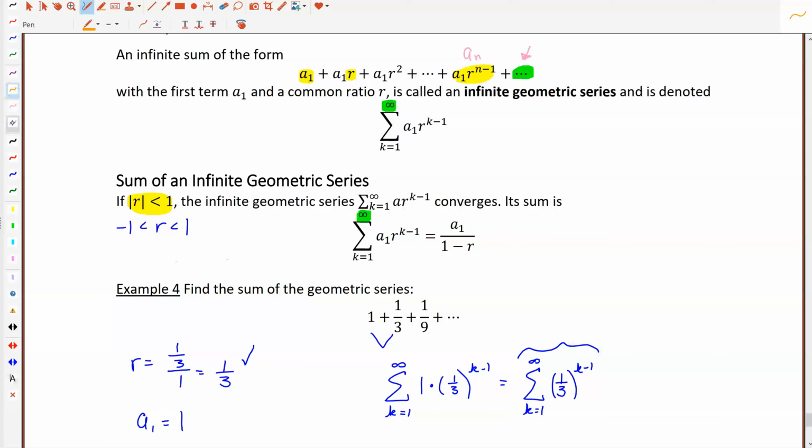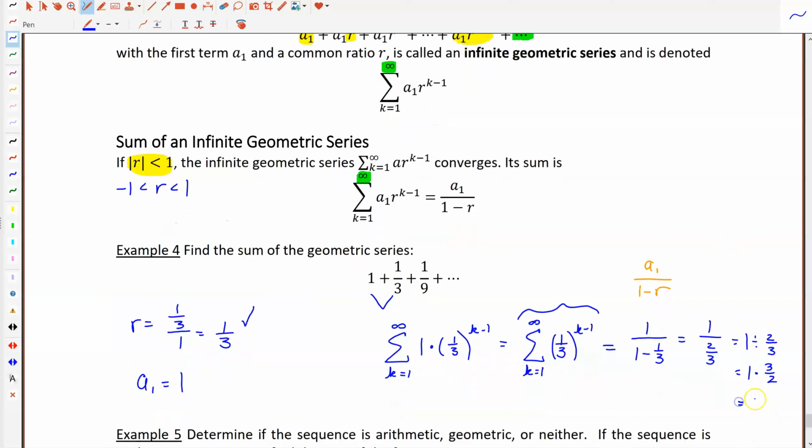Okay, but in any case, how I find the sum is I'm going to compute a sub 1 over 1 minus r. Right, so this sum is equal to 1 over 1 minus my value for r, which is 1/3. So that's 1 over 1 minus 1/3, which is 2/3. So this is 1 divided by 2/3, which is the same thing as saying 1 times 3/2. So I'll get 3/2. That's my sum.